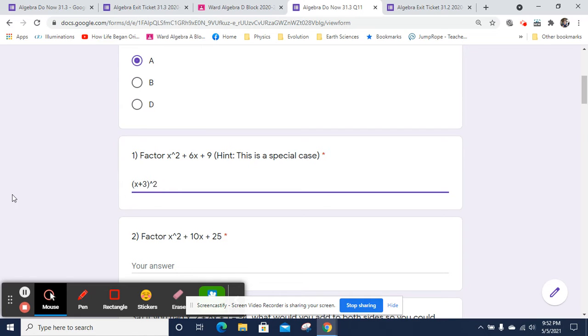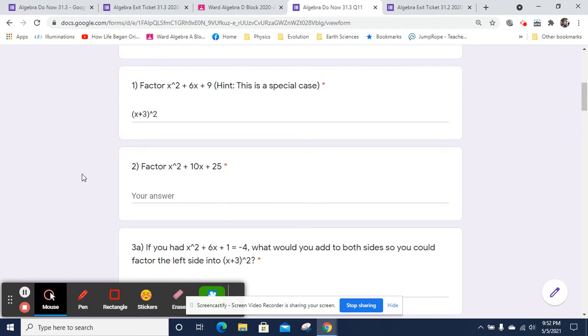We can just write that as x plus 3 squared. So x times x, 3 times 3, that gets us the x squared and the 9. And then x times 3 and x times 3 gets us the 6x. There's 3 x's that are going on there. Now we're going to factor this one.